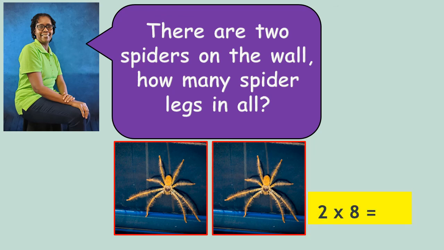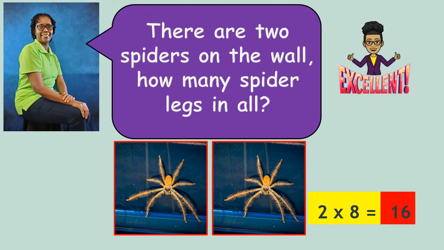So it's 2 times 8. The 2 represents the sets. So we have 2 sets. We have 1 spider in each set, but the spider has 8 legs. So it's 2 times 8. And 2 8s are what? Excellent job. 2 8s are 16.